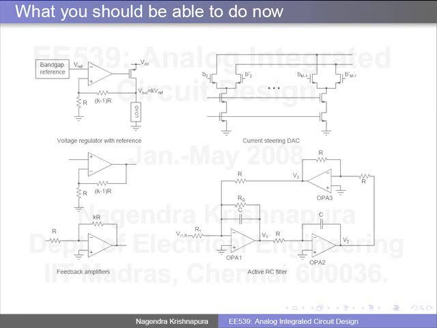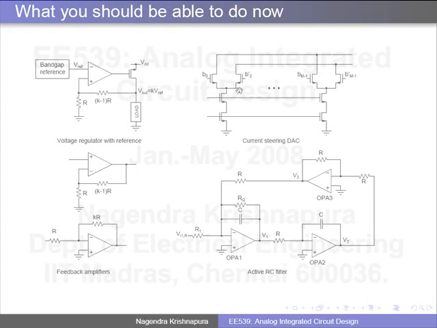And a current steering DAC. Those of you who have taken data conversion circuits are familiar with this circuit. Current steering DAC, a digital to analog converter, all it has is a number of current sources which can be steered one way or another. Now, if you know how to design differential pairs, you should be able to design this also.